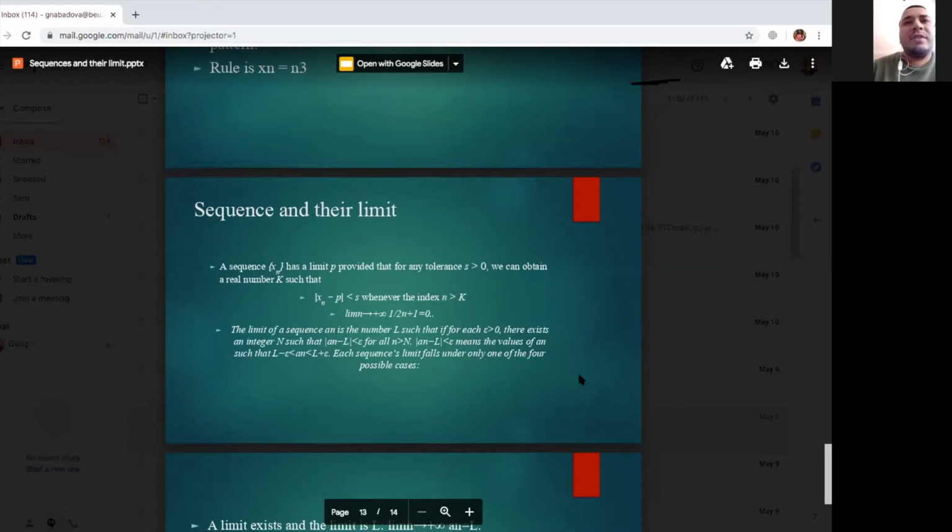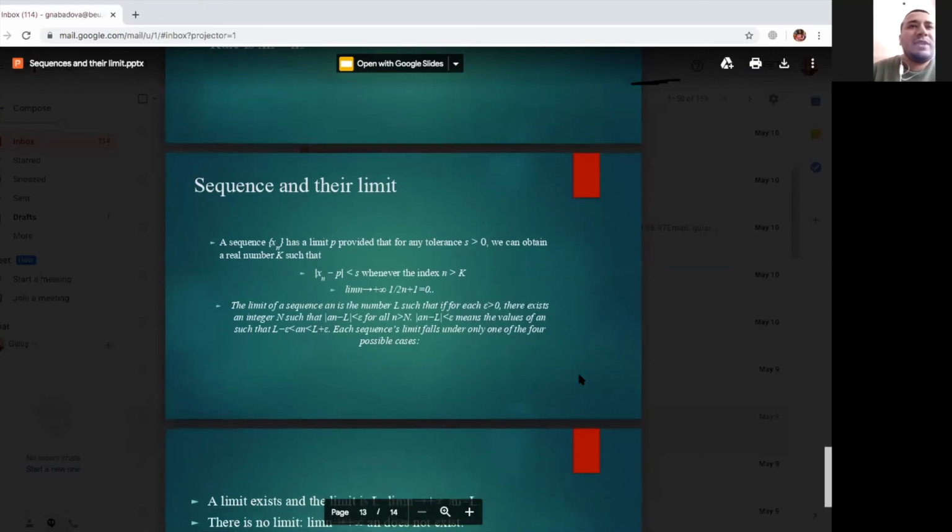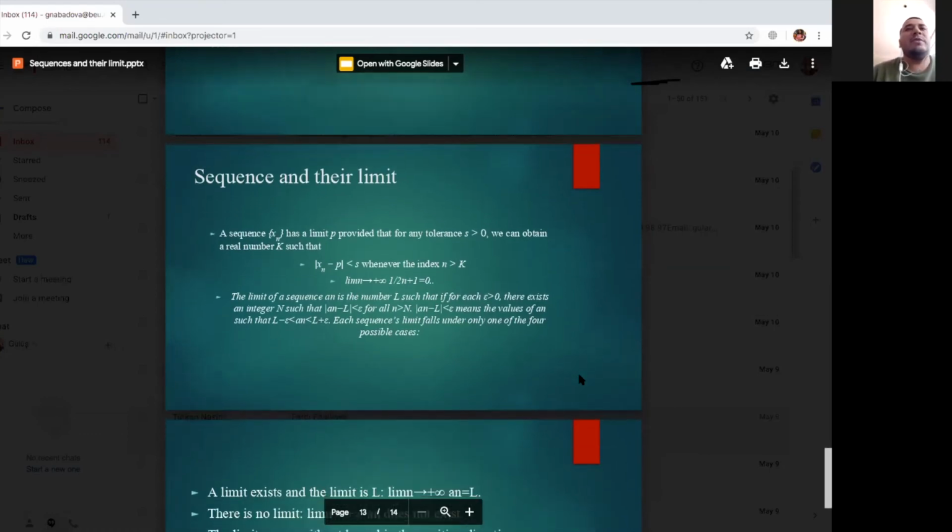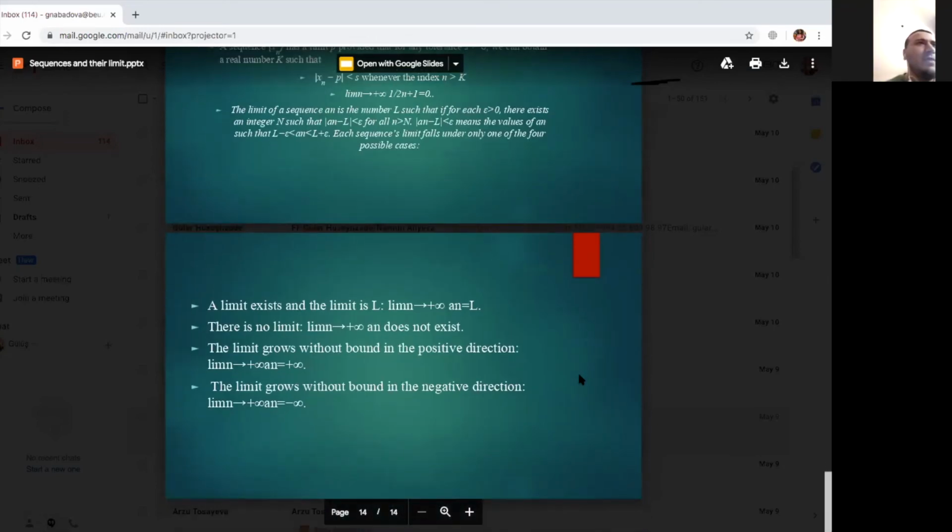Each sequence's limit falls under only one of the 4 possible cases. And great. There are the 4 possible cases, and you don't need to read them.